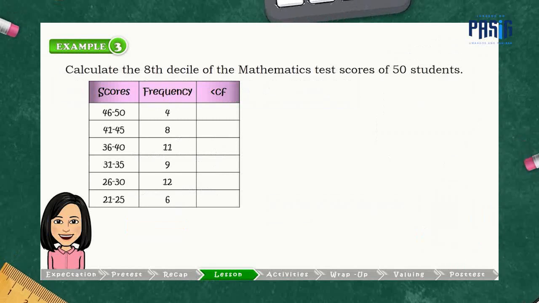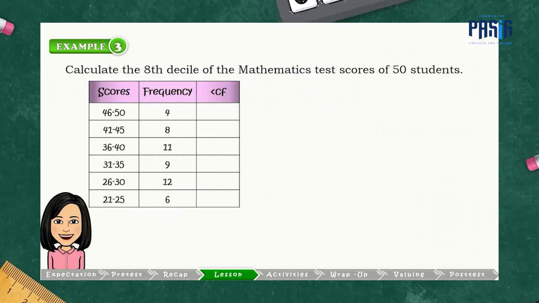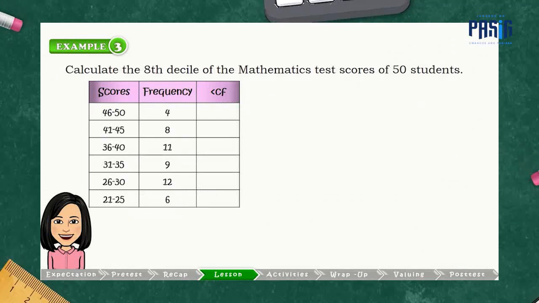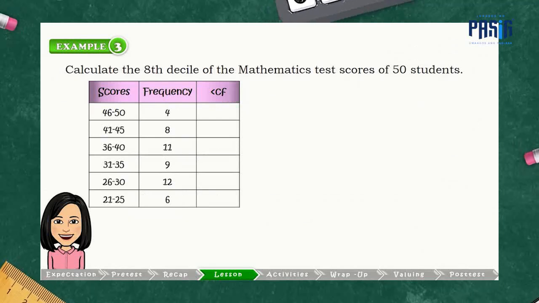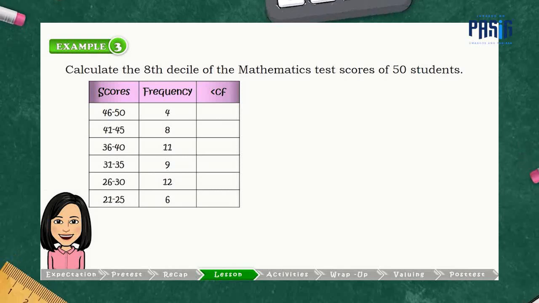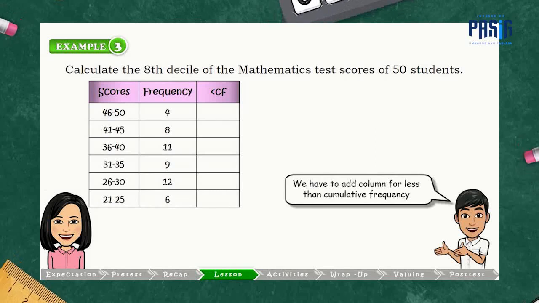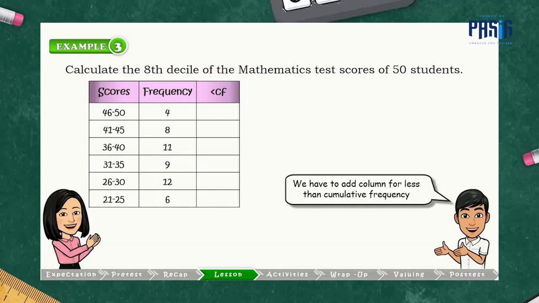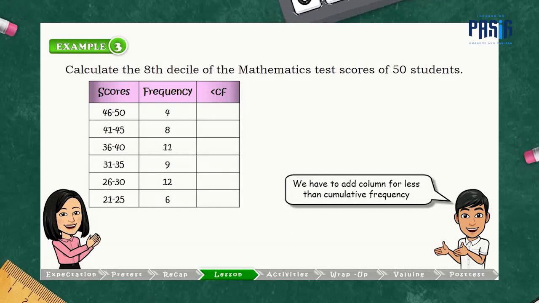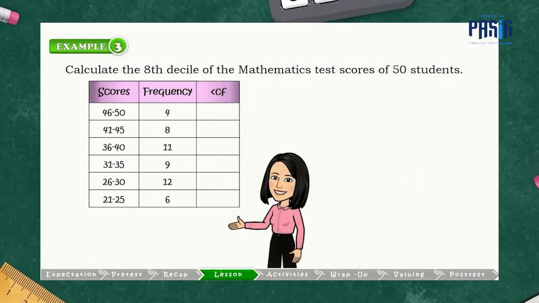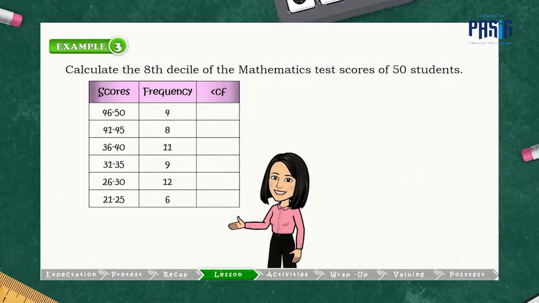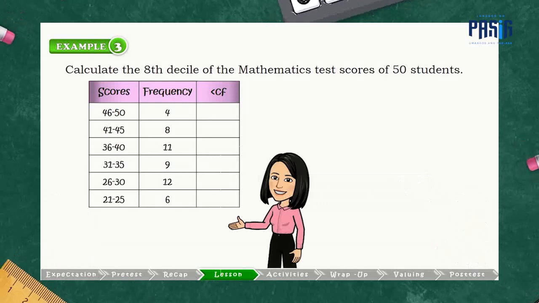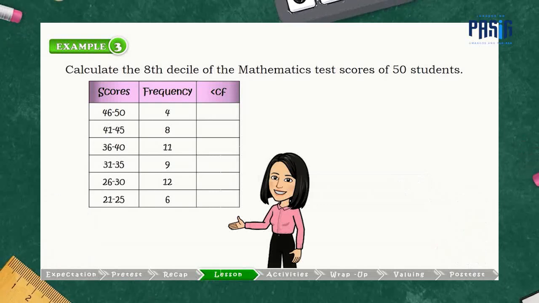Let's apply what we've learned so far. Try to answer this example 3 using the previous frequency distribution table. Again, what is the first thing to do? Correct! We have to add a column for less than cumulative frequency. And to calculate the less than cumulative frequency, we will add all the frequencies from the frequency of the nearest class interval to the greatest class interval.